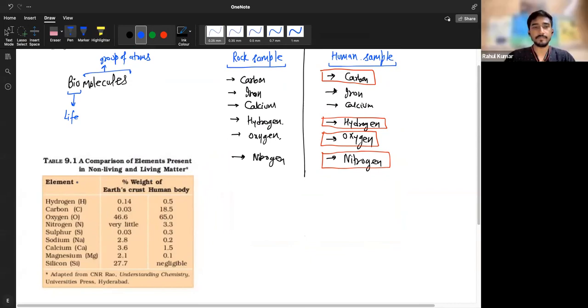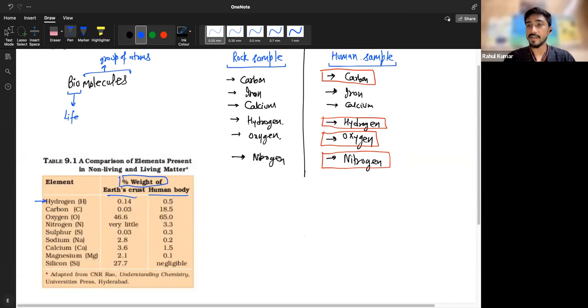Now look at this thing. We just did the same thing. Hydrogen. So these are the elements. This is the percent weight in two options, Earth crust and human body. Look at carbon, hydrogen, oxygen, and nitrogen. Just focus on that. So this is hydrogen. How much is it in the Earth's crust? 0.14% by weight.